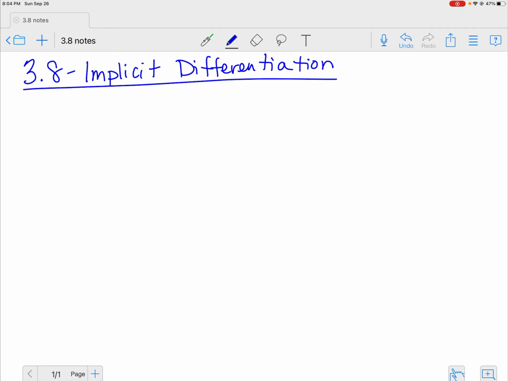Think about this for a second. What if I have a circle? Is that valid? Of course a circle is valid. What if I want to find the slope of a tangent line on a circle? Can we do that? We can after today.